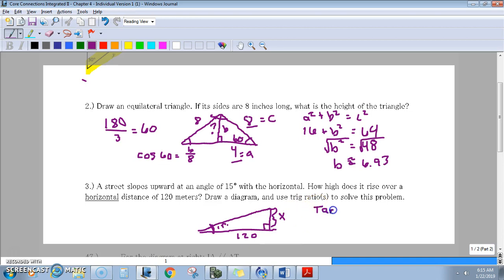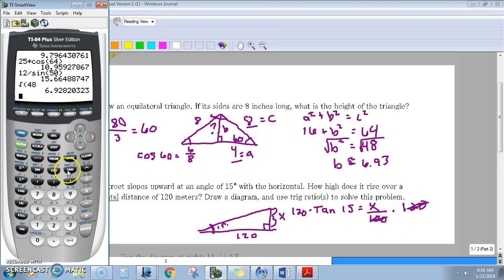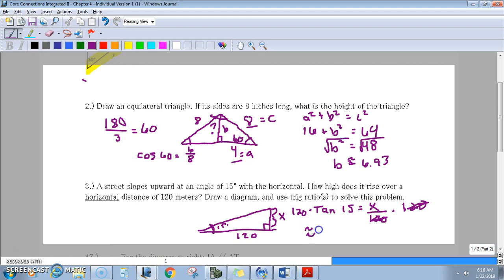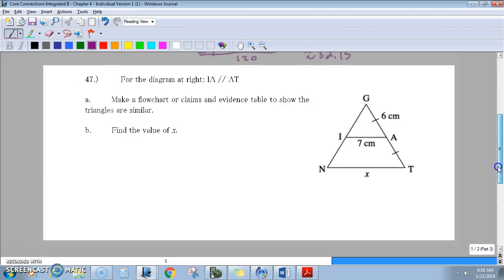And the only trig function that doesn't use the hypotenuse is the tangent. The tangent of 15 degrees is the opposite, which is x, over the adjacent, which is 120. So we multiply both sides by 120. One-step process. It's much nicer when the number's on the denominator. Cancels out. So tan 15 times 120 is approximately 32.15.